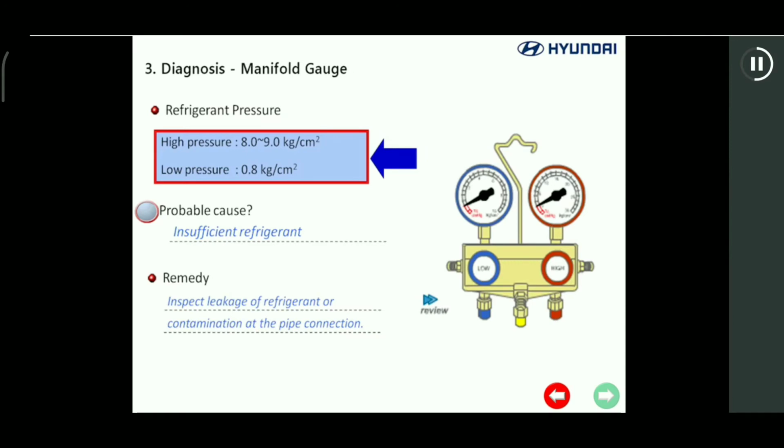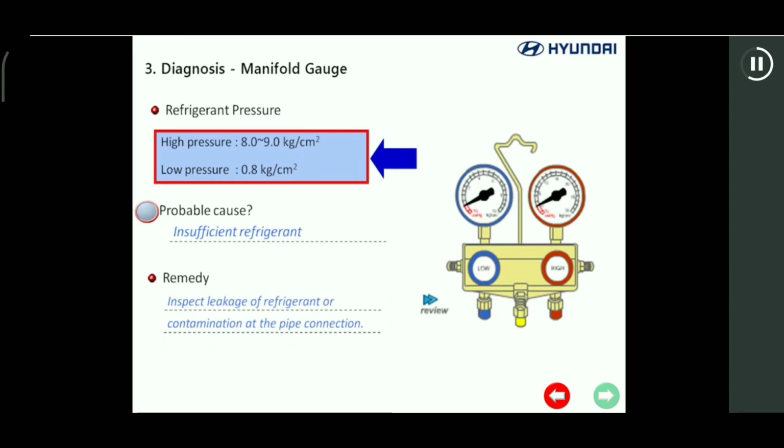Number 3. If high pressure is 8 to 9 kilograms per centimeter square and low pressure is 0.8 kilograms per centimeter square, the possible problem can be insufficient refrigerant. The remedy is, we need to inspect for any leakage or contamination in the system.